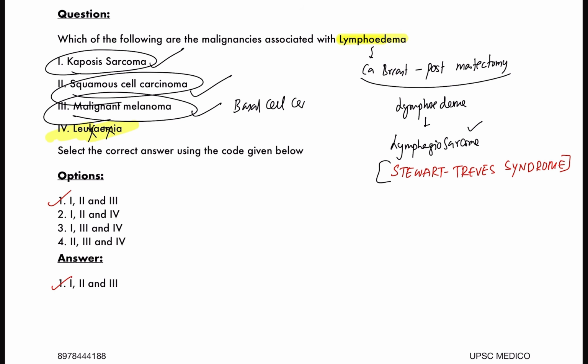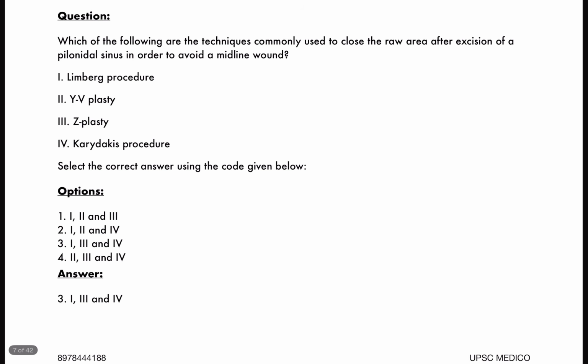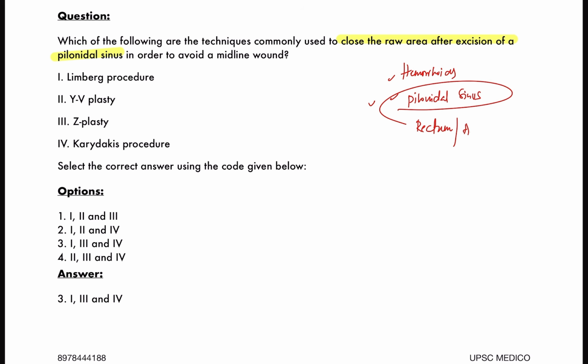Option 1. Now the next question is, which of the following are the techniques commonly used to close raw area after excision of a pilonidal sinus? See, from the anal canal, rectum and anal canal diseases, there are many diseases which are important. One area where questions come is hemorrhoids, and they have now asked a question on pilonidal sinus. I have discussed this topic in greater detail for UPSC Medical Science optional students, IAS, IPS students, because every year the UPSC board is asking one or the other question in this area. One area where a lot of questions come is the surgical disorders of rectum and anal canal.